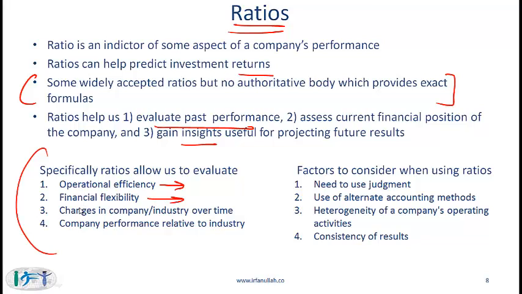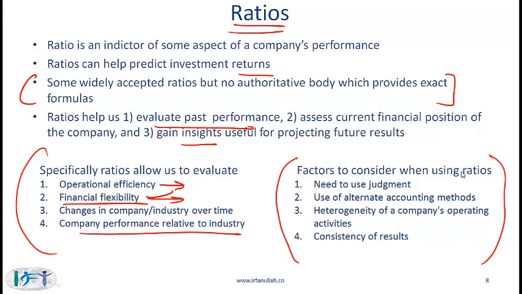Financial flexibility: a company that has low levels of debt generally tends to have more financial flexibility, versus a company that has a high level of debt and needs to make substantial interest payments, which is likely to have lower financial flexibility. A study of ratios related to the balance sheet, for example, can allow us to ascertain this. Changes in a company or industry over time: for example, we can look at how gross profit margins are changing over time. We can look at how profit margins are changing or how activity ratios are changing over time. And finally, company performance relative to the industry. All this can be done using ratio analysis.